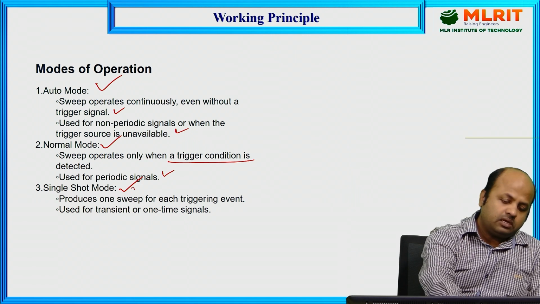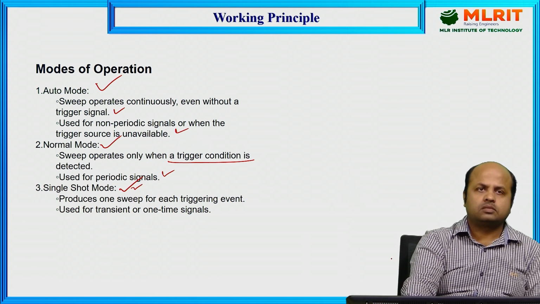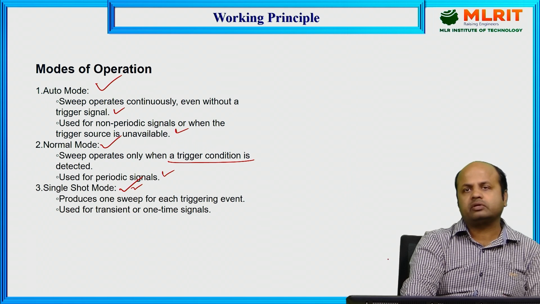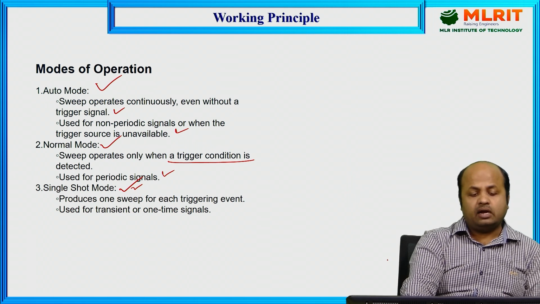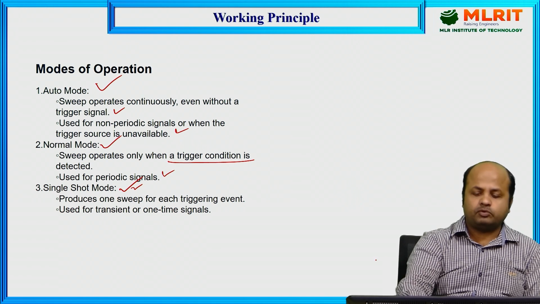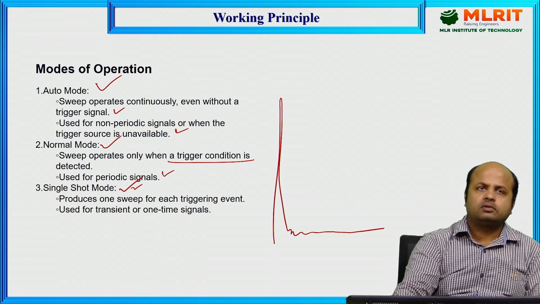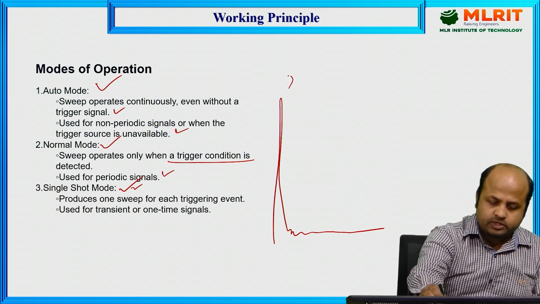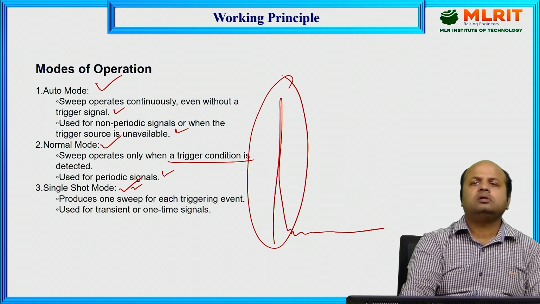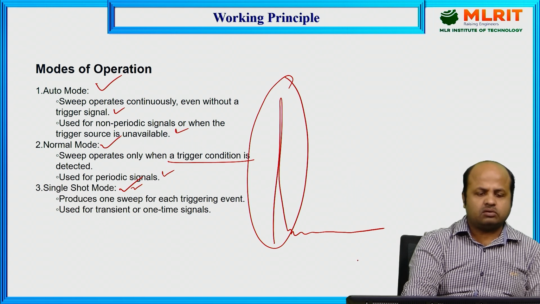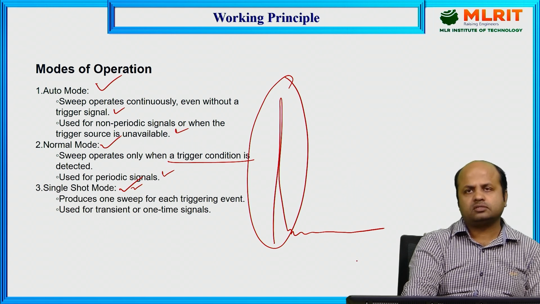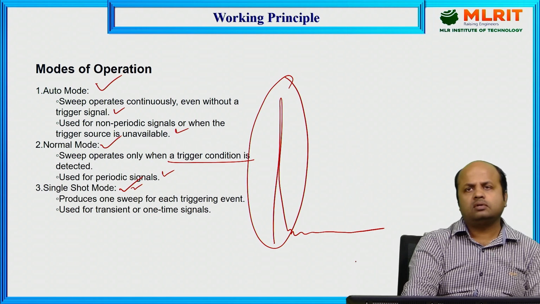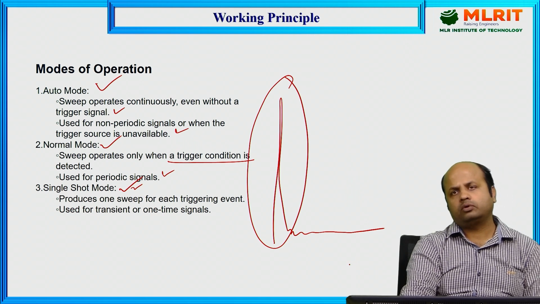Then we have single shot mode. In single shot mode, we produce one sweep for each triggering event. Where is single shot mode used? Suppose the signal is like this. We have to activate the single shot mode to capture the transient behavior of a signal. So these are the three modes of operation: auto mode, normal mode, and single shot mode.